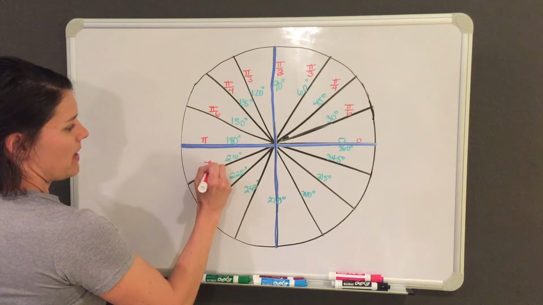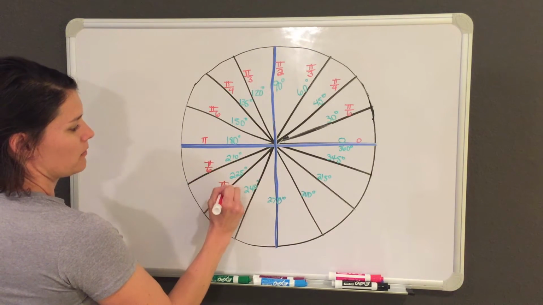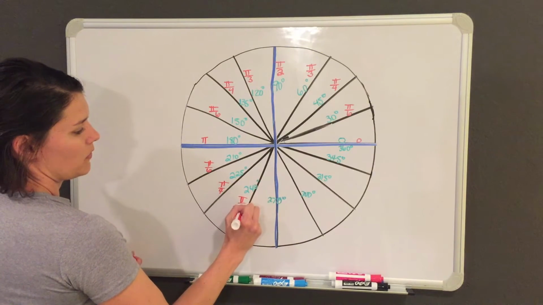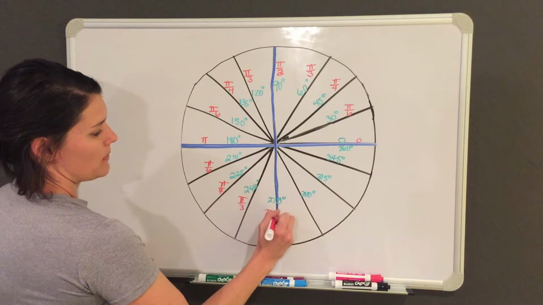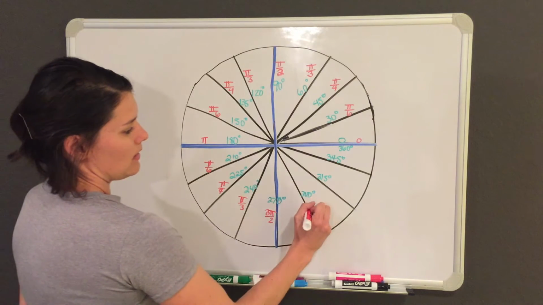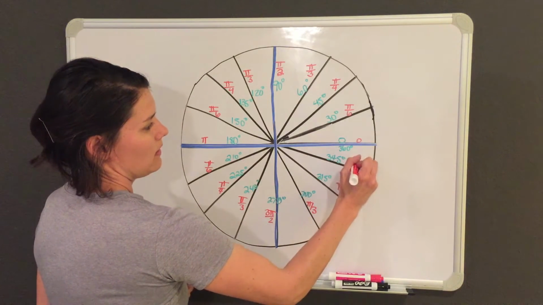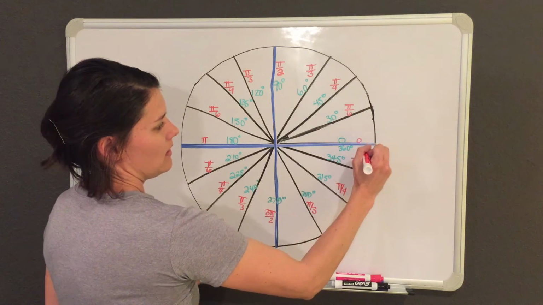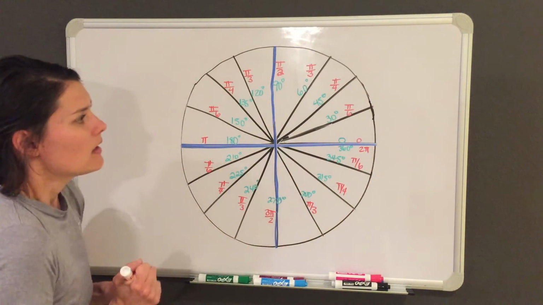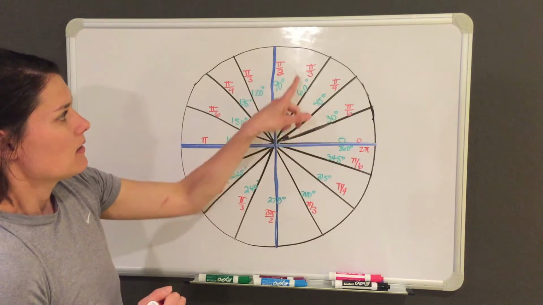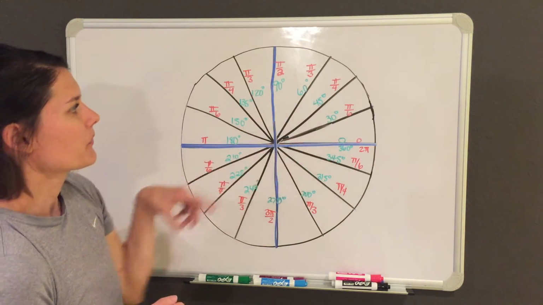And then again you will have pi over 6, pi over 4, pi over 3, and then 3 pi over 2. And then here will be pi over 3, pi over 4, pi over 6, and then 2 pi. Now in the first quadrant, the numerator will be 1 pi.